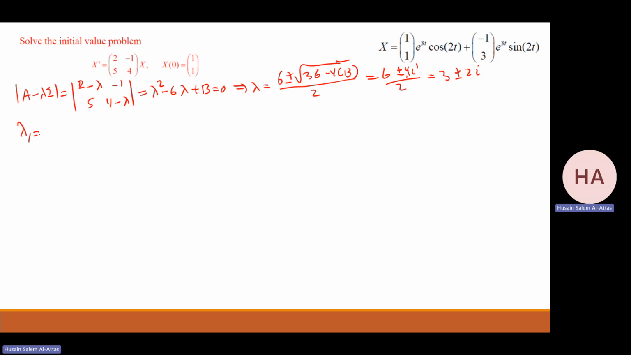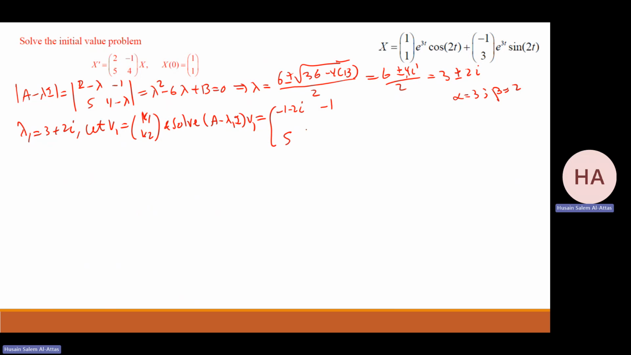So lambda 1 will take the positive. So I have alpha equal 3 and beta equal 2. Okay, so let v1 be k1, k2 and solve this: A minus lambda 1 I, which is what? 2 minus 3 minus 2i, that will be minus 1 minus 2i, and minus 1, 5, 4 minus 3, that will be 1 minus 2i, times k1, k2 equals 0, 0.